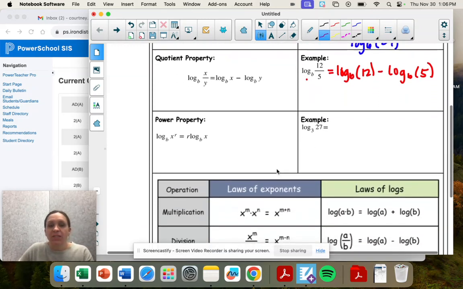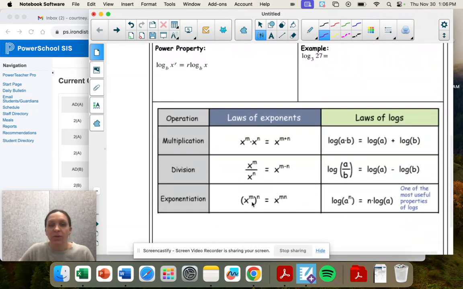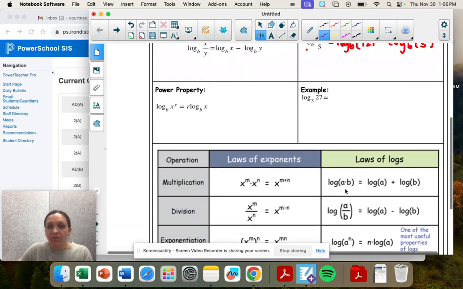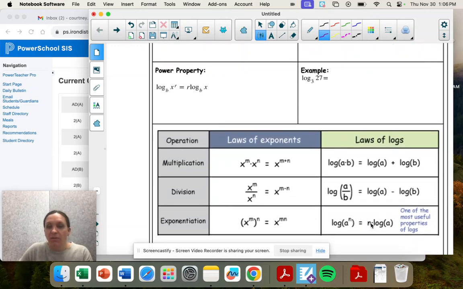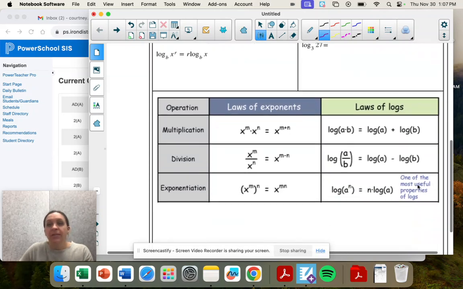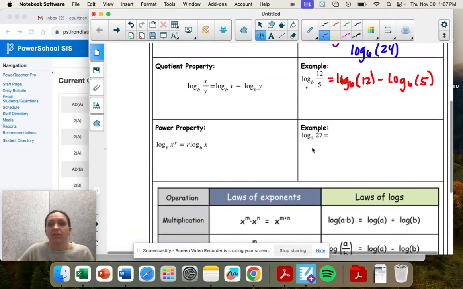And our last one is the power property. So if I have m times n, I can actually move the exponent in front of the log. We're taking the log and we're multiplying it by the power. One of the most useful properties, for sure. We use this one a lot when we solve.